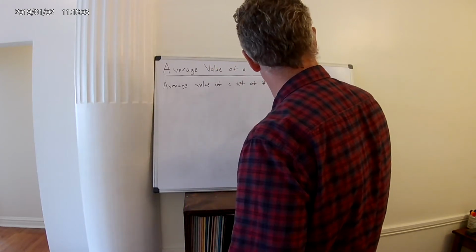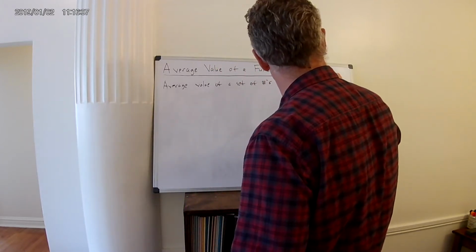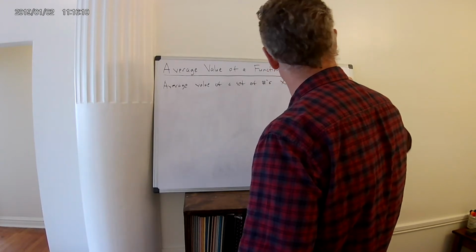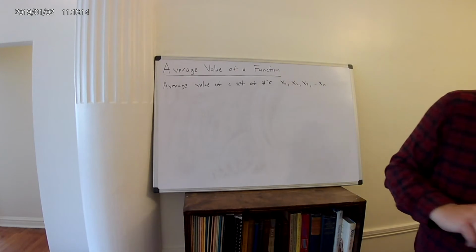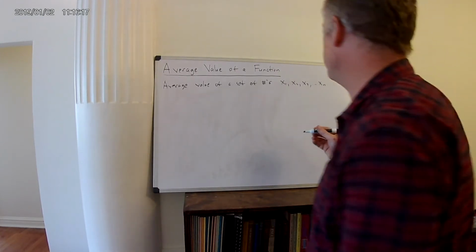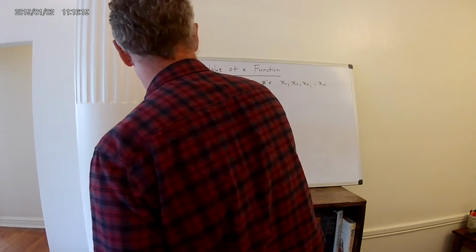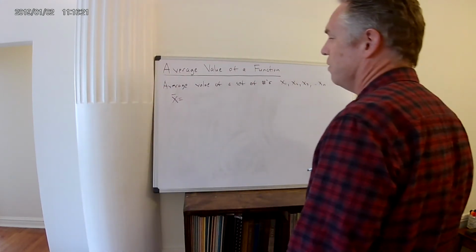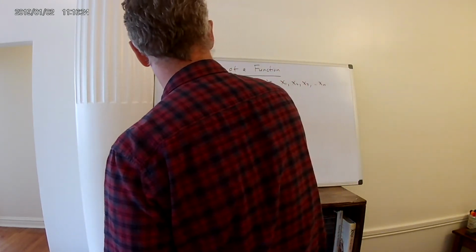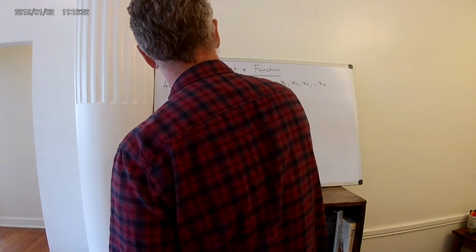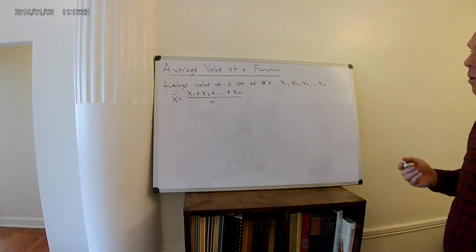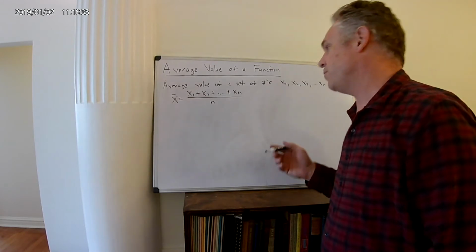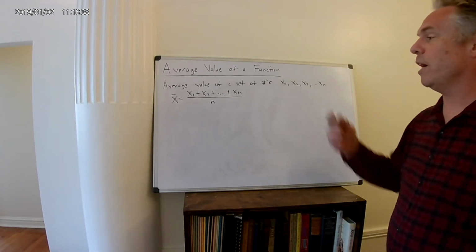Say we have numbers x1, x2, x3, and so on down to x sub n. How do you calculate the average value of a set of numbers? We can use a simple formula, and hopefully you all know it. The average value of x is equal to x1 plus x2 plus dot dot dot down to x sub n, all divided by the number of numbers you have, which is n. This is a formula you learn in basic mathematics.